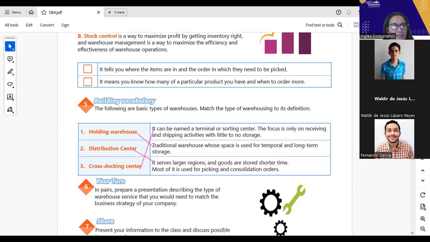I'm pretty sure this is lots of new vocabulary, and we are supposed to prepare a presentation describing the type of warehouse service that you would need to match the business strategy of your company. Maybe we are not very familiar with all the business that the companies we work for do. Well, we know, but very little. So hypothetically speaking, what sort of warehouse do you think your company most likely needs? Okay, so I'm going to give you a couple of minutes to think about it and then come up with an explanation or a description of the type of warehouse you think would be most suitable for the company that you work for. Take your time, a couple of minutes, and then let us know. Probably you can first tell your partner so that you can rehearse what you're saying.